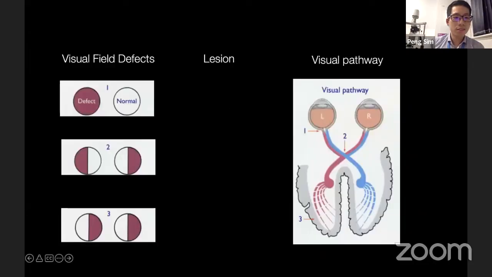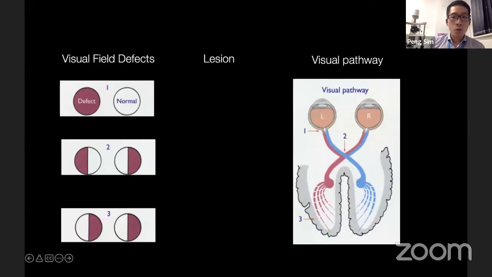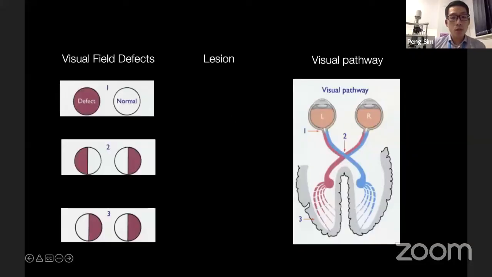Anyone? Yeah, Hester, absolutely right. Do you know which side is missing? Left side, correct. So the good thing about visual field is that you can easily localize where the lesion is. As you rightly said, this is a left total field loss, and usually when it's monocular, it's only the left side.